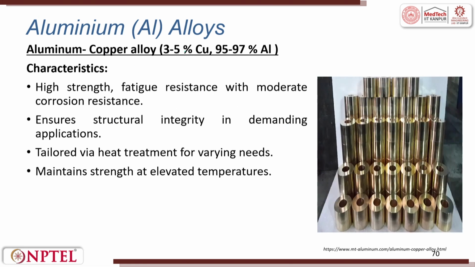Aluminum with copper: 3 to 5% of copper is mixed with aluminum, so 95 to 97% of aluminum is there. High strength, fatigue resistance with moderate corrosion resistance. Ensures structural integrity in demanding applications. Tailored via heat treatment for various needs. So, aluminum copper is also finding application as lightweight material. This is for conductivity. Maintains high strength at elevated temperatures.